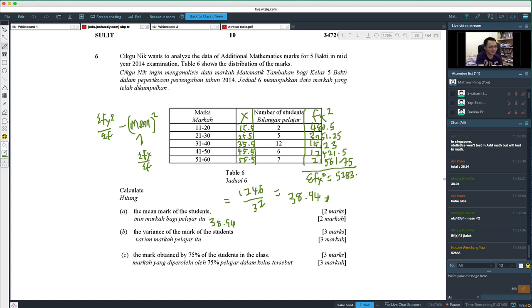Thanks for that. Yeah, you all just double check, see whether the final answer, I mean the sum of fx squared, is this one? So if this one is confirmed correct, then I just substitute in the formula to find the variance. So it will be sum of fx squared 52838 divided by sum of f, which is 32, minus mean square 38.94 square. Alright, so yeah, then I can get the correct answer.